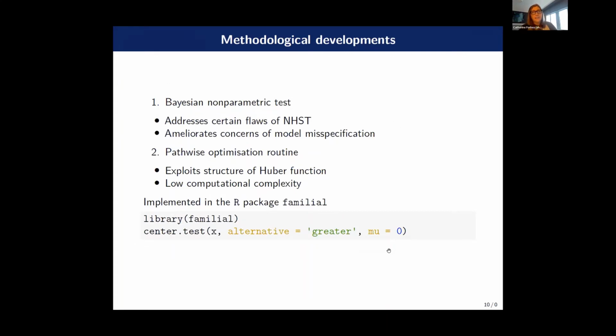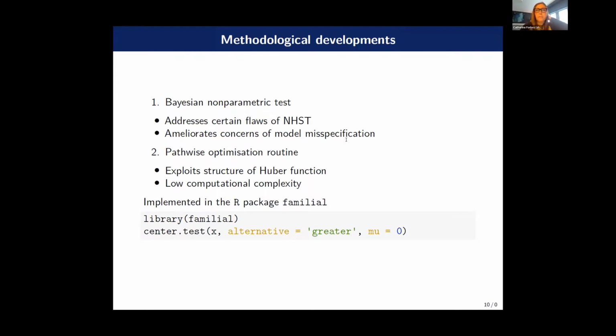So how do we do the test? We need to talk about how it's built. It's a Bayesian test, as I mentioned, and it's based on a non-parametric model for the distribution of the data. It addresses certain flaws of null hypothesis testing that we've already mentioned, and it ameliorates some concern over model misspecification by virtue of being a non-parametric test. So we don't specify a true population distribution. Instead, we put a distribution over the possible values of that population distribution, using a Dirichlet process model.